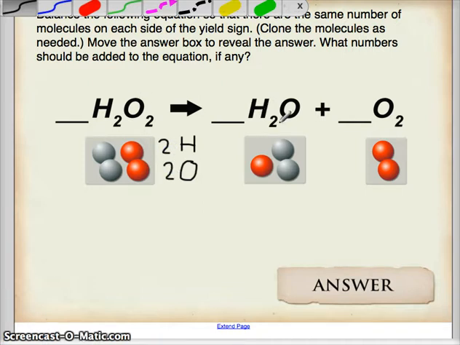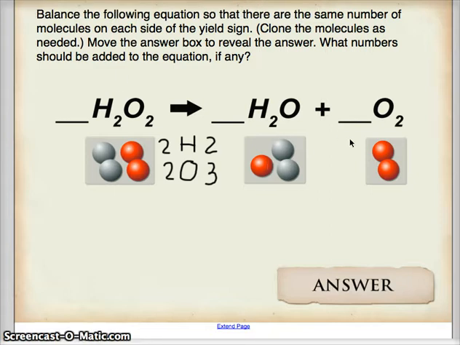Number of hydrogens on this side, 2. Oh, it's looking so easy until now. Oxygens, 1 and 2, so there's 3. So we aren't balanced right now. We have to balance them. Now to make this easier, I have actually put the different molecules here. Okay, this is the one we did in class with the models.